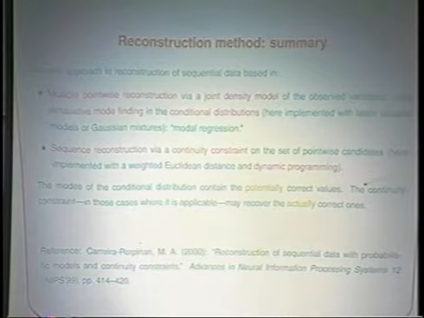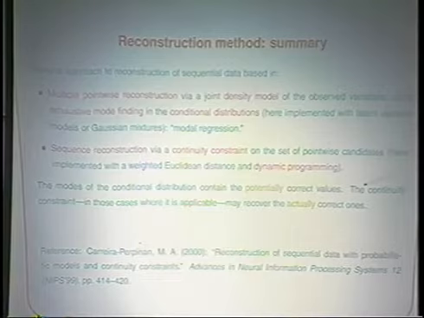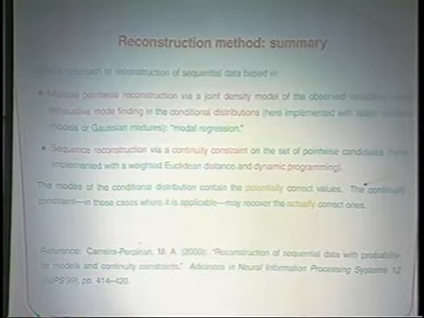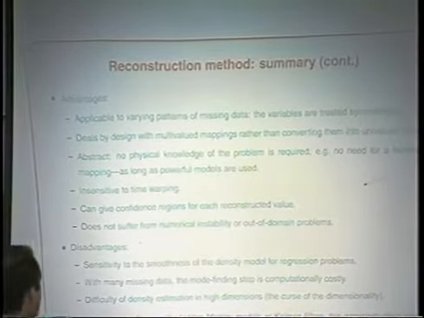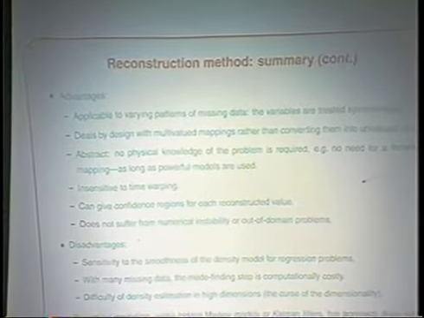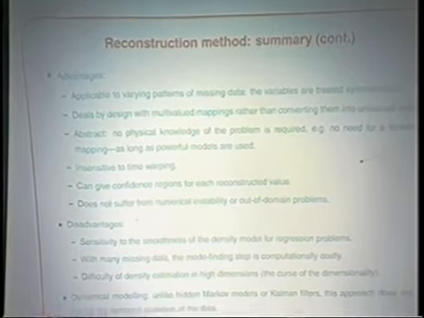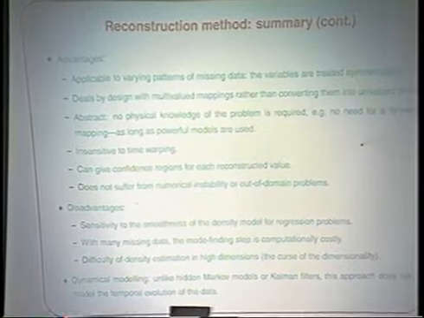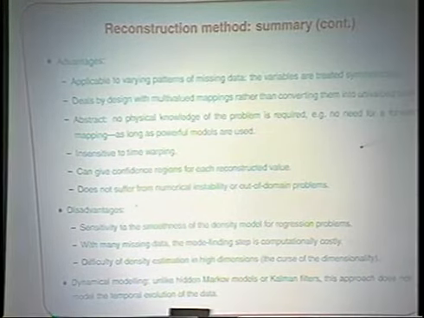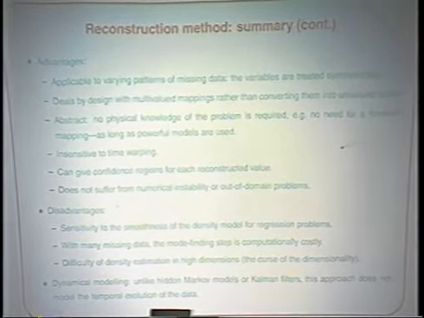And I phrase this by saying that most of the conditional distributions contain the potentially correct values, but the ones that are actual may be recovered using the continuity constraint. And some advantages of the method. It's applicable to varying patterns of missing data. Obviously, it is not of interest in practice, but if I have at some points the acoustic missing, at some other points the articulatory missing, the method still works, it's general for that.